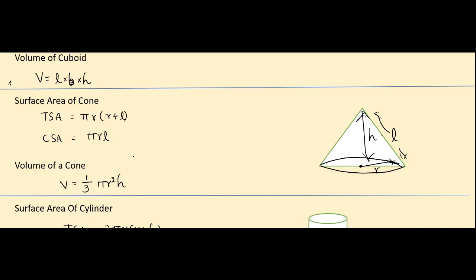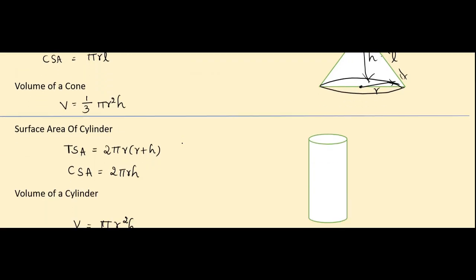Next, the curved surface area CSA is equal to pi r L. I think you have discussed all these formulas in your previous class, 9th standard, so we will just look at the formulas here. Next, the volume of the cone is nothing but 1 by 3 into pi r square h, where h is the height.